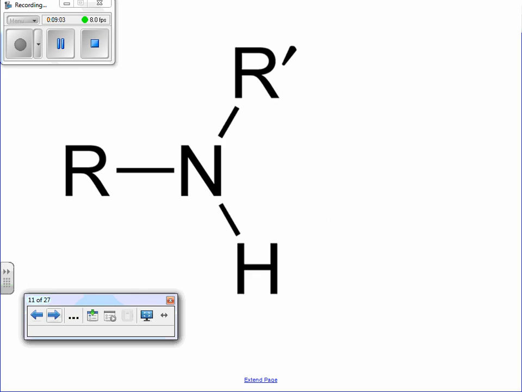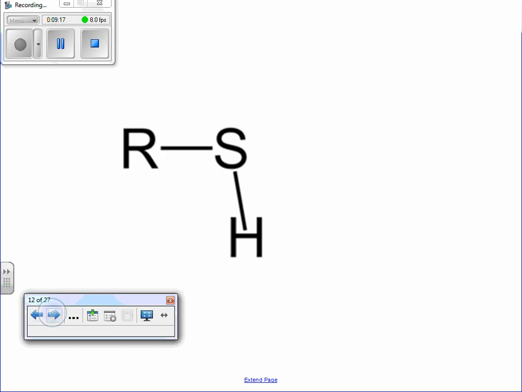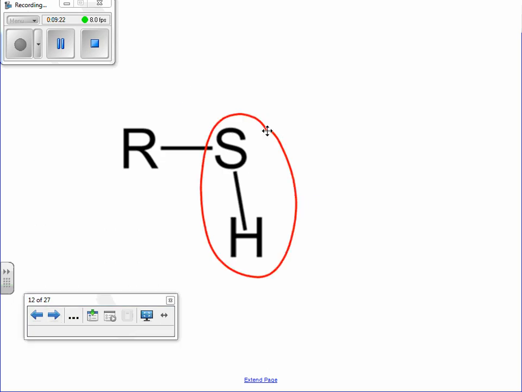Next molecule, rest of the molecule. So we're looking at the NH component. This is amine. So between the last one and this one, we would have an amino acid if it was on one side and the other. Rest of the molecule, SH, sulfhydryl.